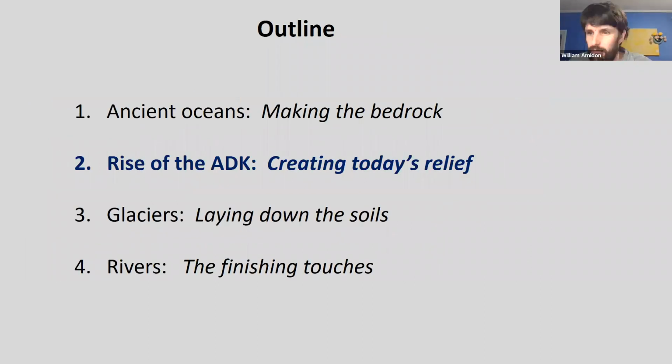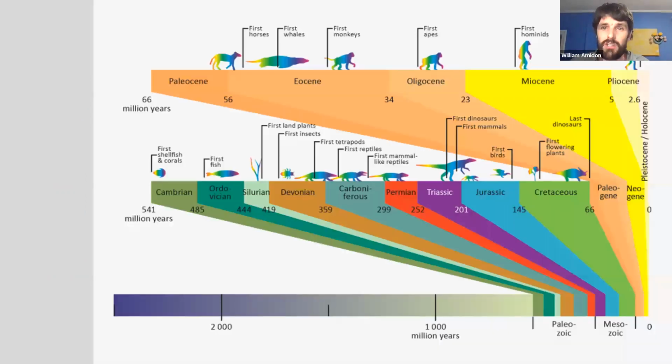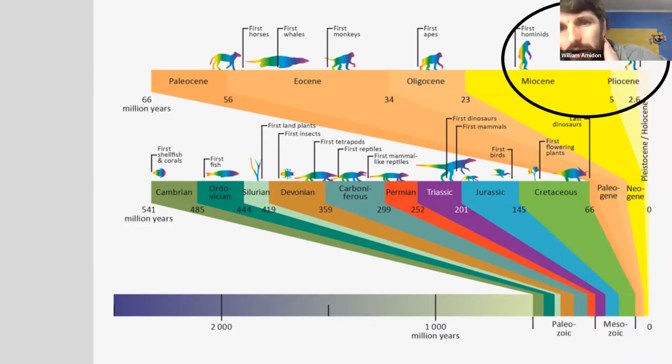So I guess we'll keep moving here to our second section, which is going to be short, and I'm calling it the rise of the Adirondacks, creating today's relief. In terms of our timeline, we're going to jump way, way forward in time. We're going to talk now about the last 10 million years. So we were talking about 500 million years. Now we're talking about 10 million years. So this is stuff that happened recently enough that we still see it manifest in the topography.